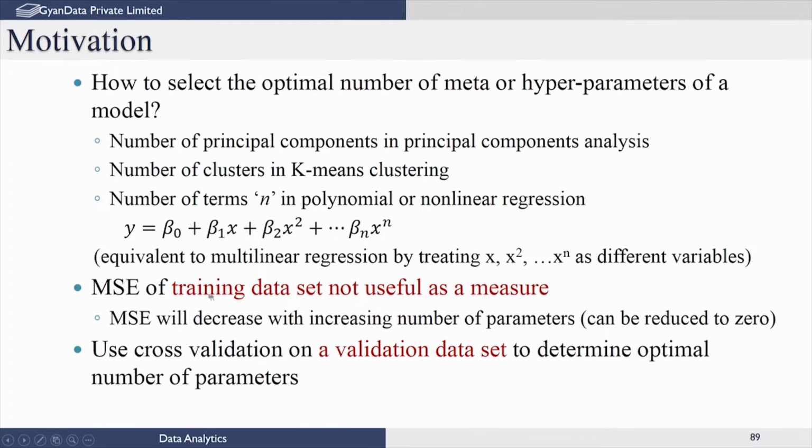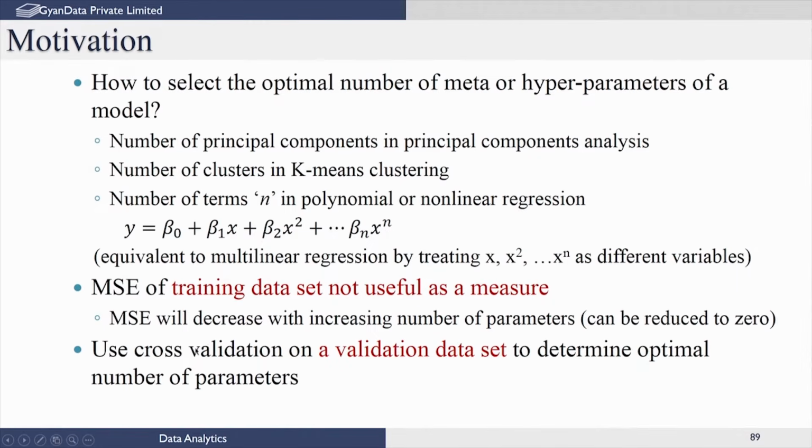So you might think the mean squared error of the training data is useful as a measure for finding the optimal number of parameters, but that is not true, because as you increase the number of parameters, if you keep adding higher order terms, you will find that the mean squared error decreases. Ultimately you can get the mean squared error to decrease to 0 as you increase the number of parameters. This is called overfitting. So you can always get the mean squared error of the training data to 0 by choosing a sufficient number of parameters in the model. Therefore you cannot use the training data set to find the optimal number of parameters to use in the model.